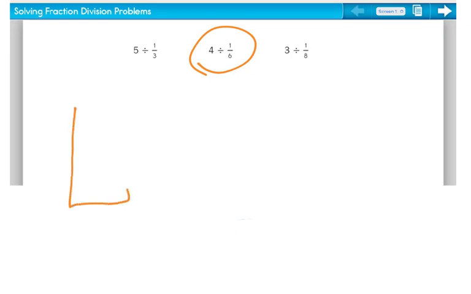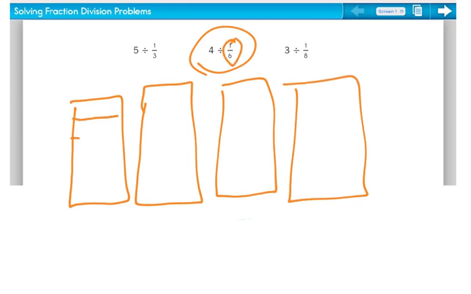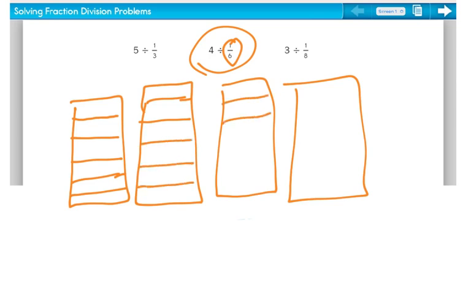So please, on your whiteboard, let's draw 4 loaves of banana bread. I'm dividing each one into 6 equal parts. 1, 2, 3, 4. Please do this with me. 1, 2, 3, 4, 5. 1, 2, 3, 4, 5. 1, 2, 3, 4, 5.